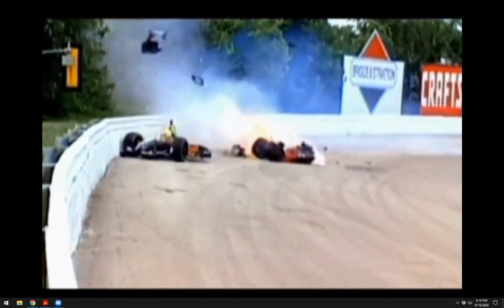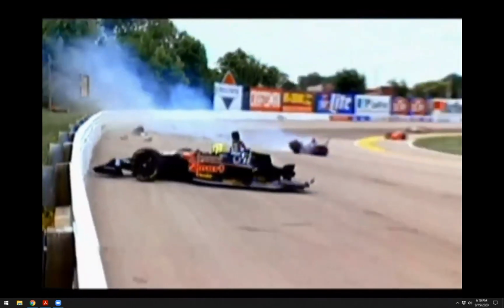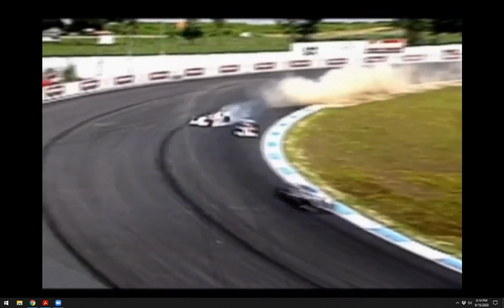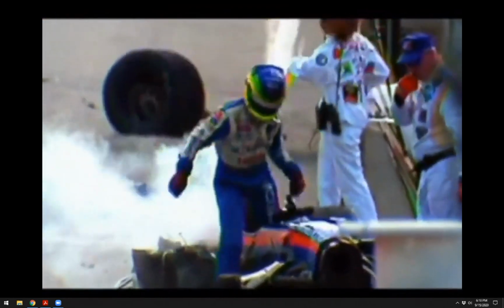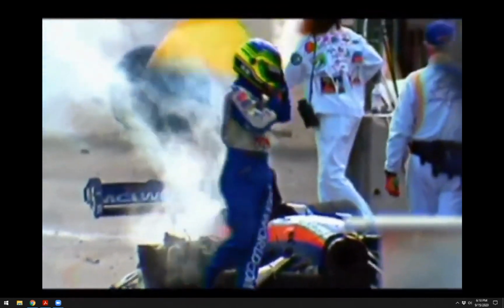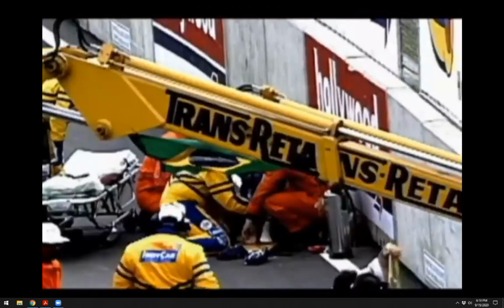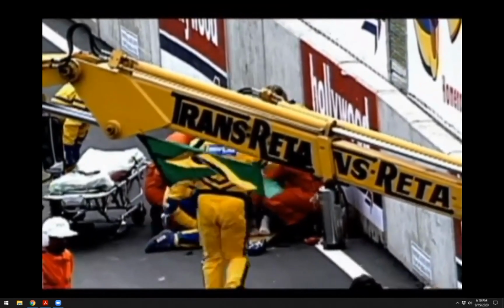These drivers lost control at very high speeds. The result was tragic for one driver and fortunate for the others. But why? What made the difference between walking away and being carried away? The answer can be found in some of the most basic laws of the physical universe.